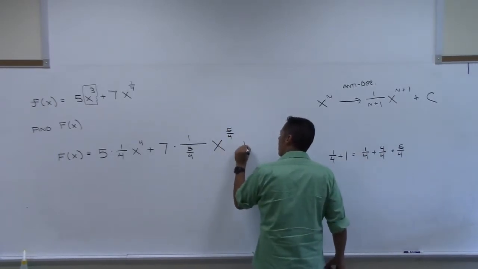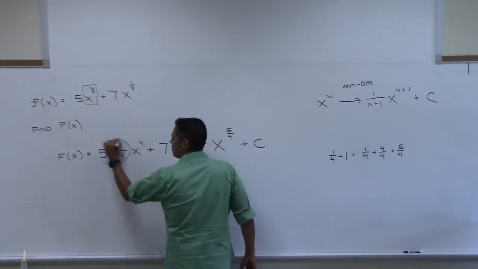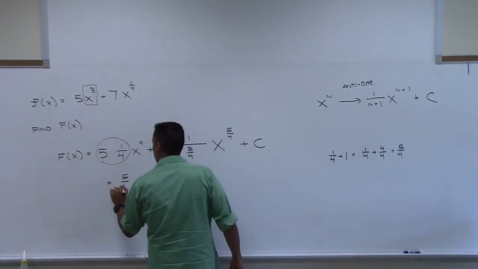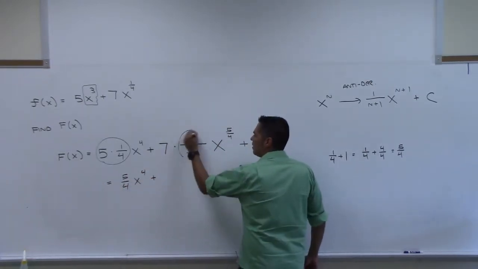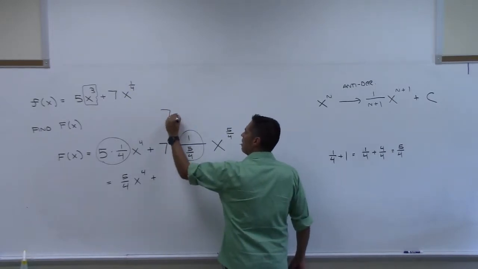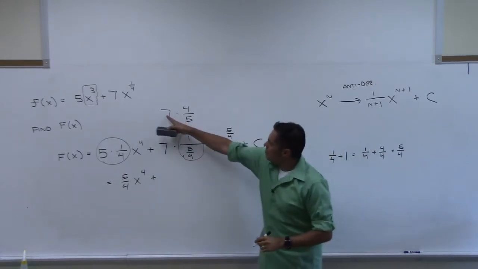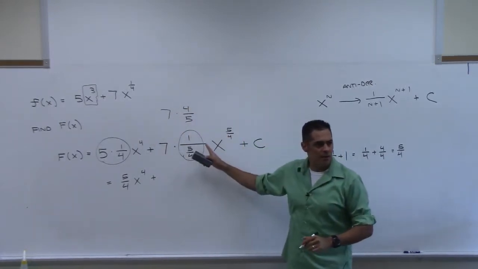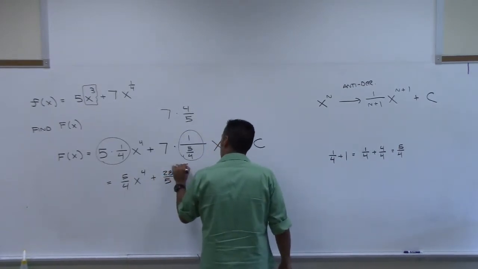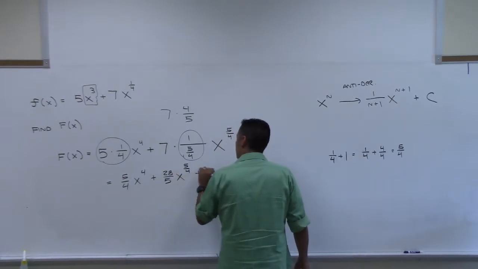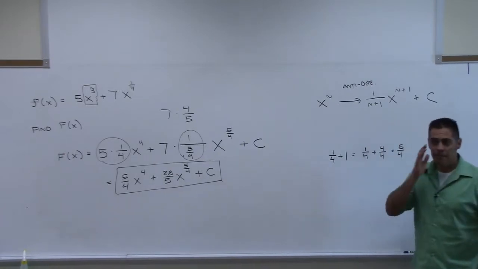And then I'm done, but I have to add a constant. And now I want to just clean things up. So 5 times a fourth is 5/4, x to the fourth, plus, let's see here, if I flip this over, this is going to be 7 times 4/5, right? And then I can multiply the 7 times the 4 to get 28, and 28/5. So 28/5, x to the 5/4, plus some constant. And that right there is our general antiderivative.